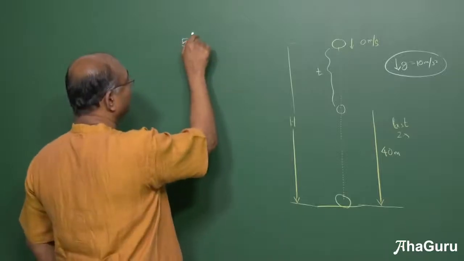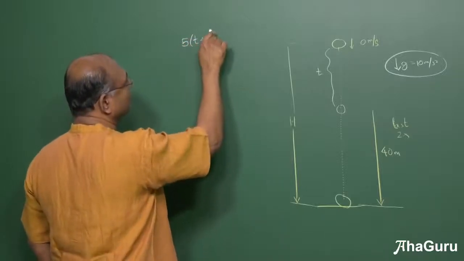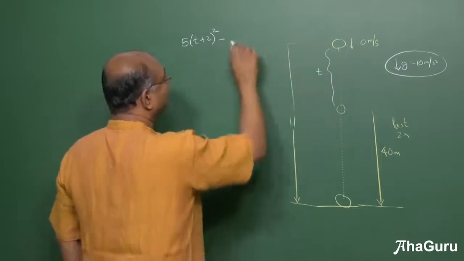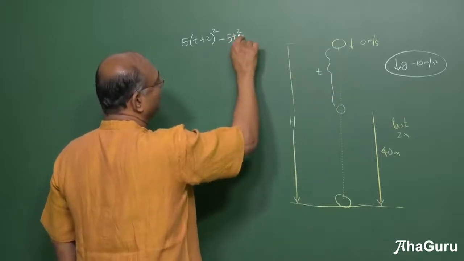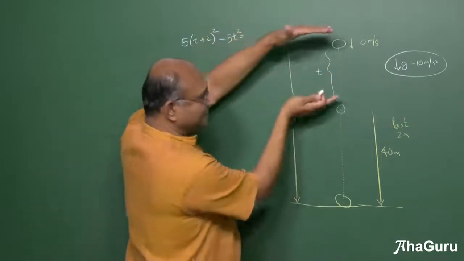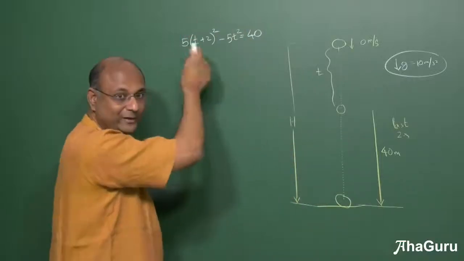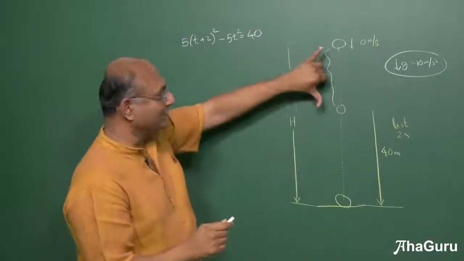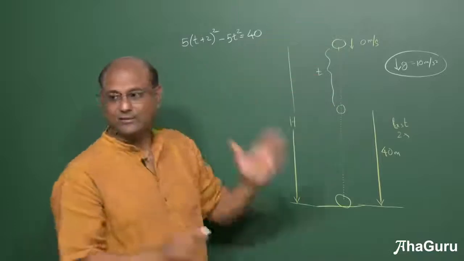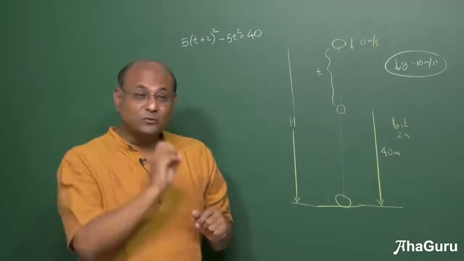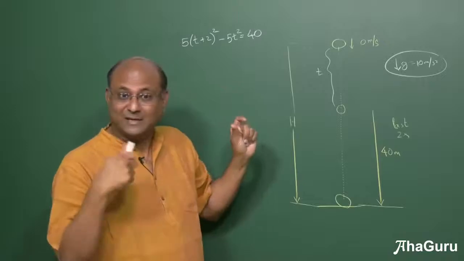You will say 5 into t plus 2 whole square, that distance, minus this part which is 5t square. What is this distance minus this distance? 40 meters. So you solve this, what will you get? You will get t. Once you have got t, you know this is 40, so you can calculate the total height. Little bit extra work. But there is a very, very useful thing that we can do now using average velocity.